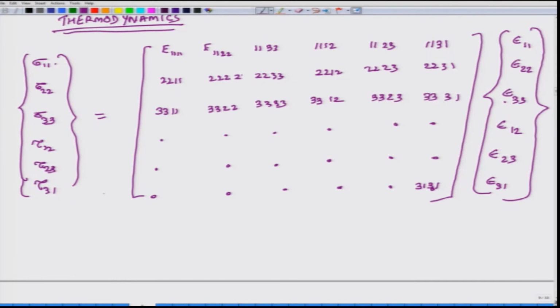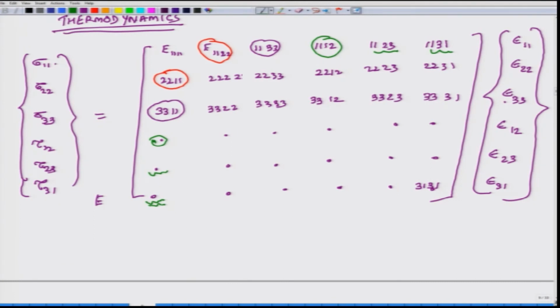So, this E matrix is symmetric, which means that if it has to be symmetric, then this number should be the same as this number, this should be the same as this number, this should be the same as this number, and so on and so forth.